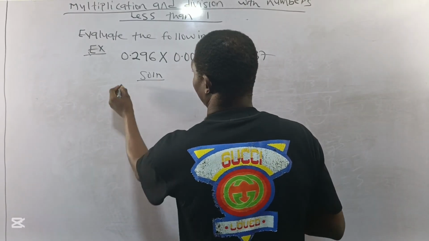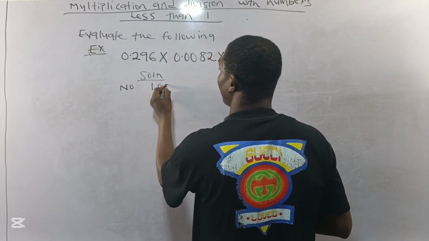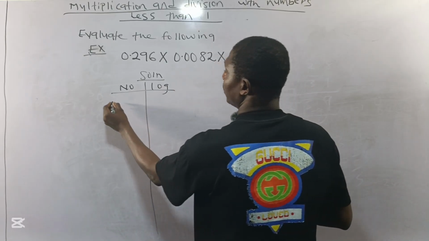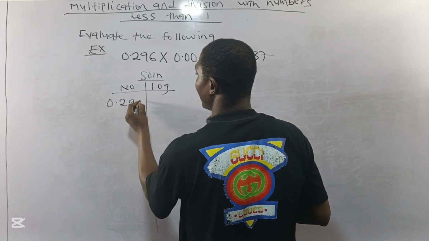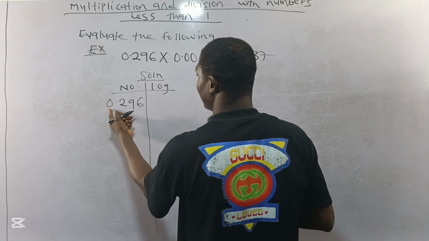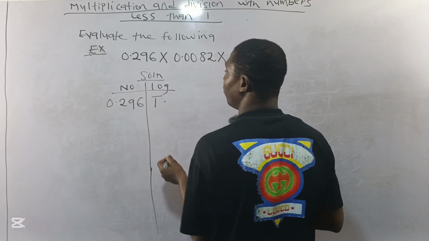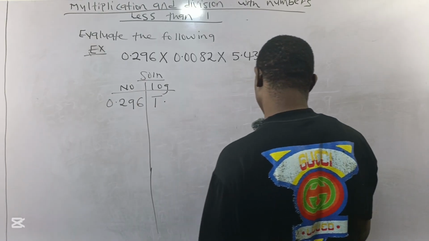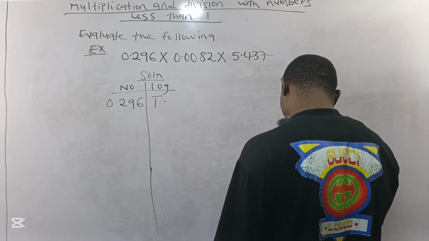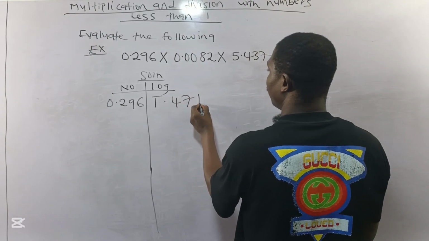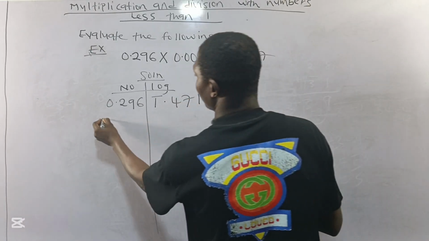How do we do it? We have our number and we have our log. This is 0.296. Since before the real number we have a 0, it becomes bar 1. Point 29 under 6. 29 under 6 is 4713. 4713.